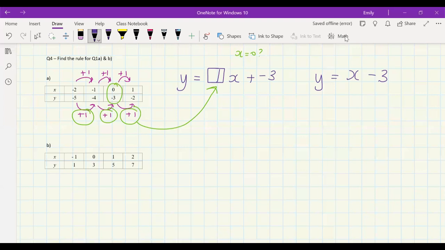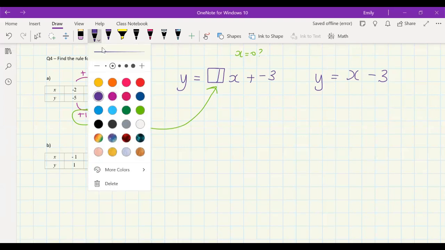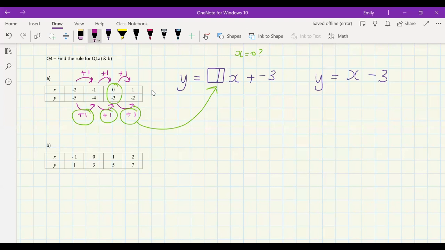Okay, the last thing to do is to try with part B. And again, let's just check that we're going up by 1 every time. We're going up by 1 every time at the top. We have to be able to do that before we can see what's happening at the bottom. At the bottom this time though, what's happening here? We're going from 1 to 3, so we've gone up by 2. 3 to 5 is 2, and 5 to 7 is 2.